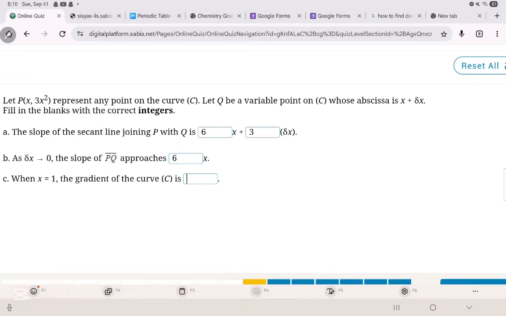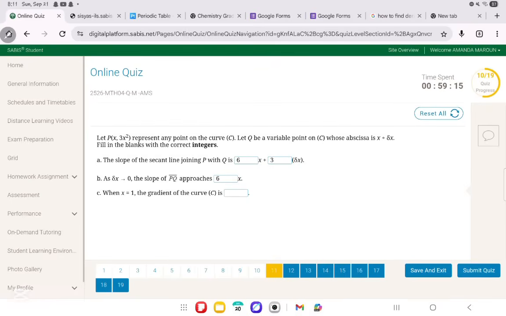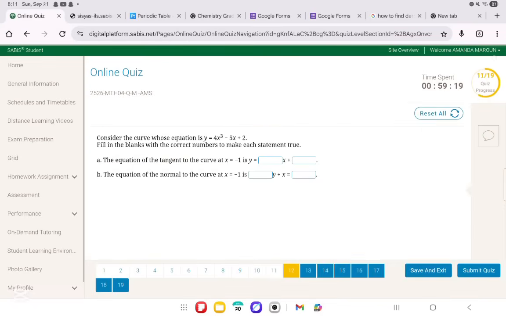And when x is 1, what's the gradient of the curve C? When x is 1, the gradient of the curve C is going to be 6 times 1, which is what? Which is 6. Yeah, it's not typing. There we go. Perfect. That's question number 11 done. Let's move on to question number 12.